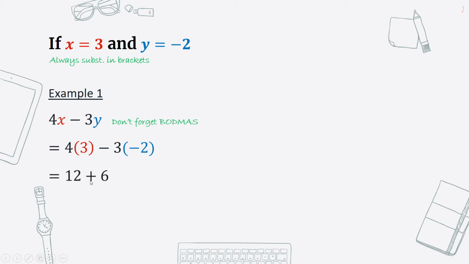Okay, alternatively, you could have also done this. So you could have left the negative and just said 3 times negative 2 will give me negative 6. And then a negative times a negative gives me a positive. Okay, so that's how I got the positive 6. Then 12 plus 6 will give me 18. Alright, example 2.